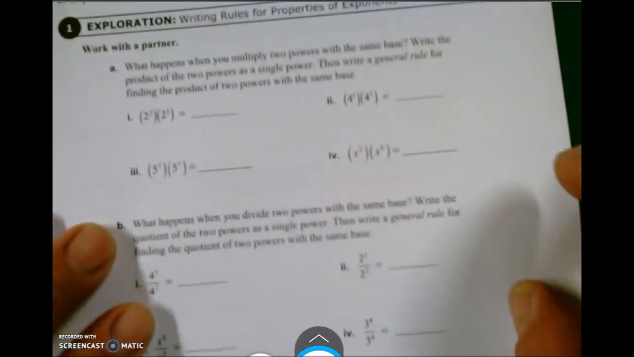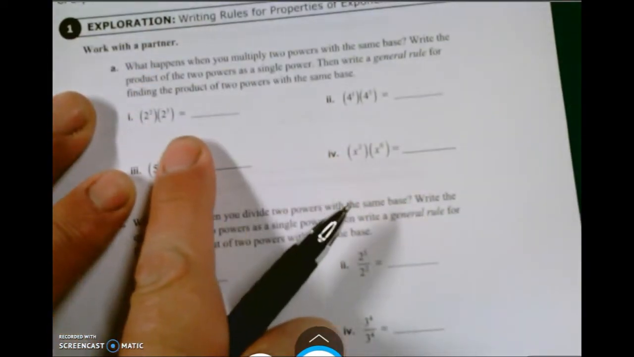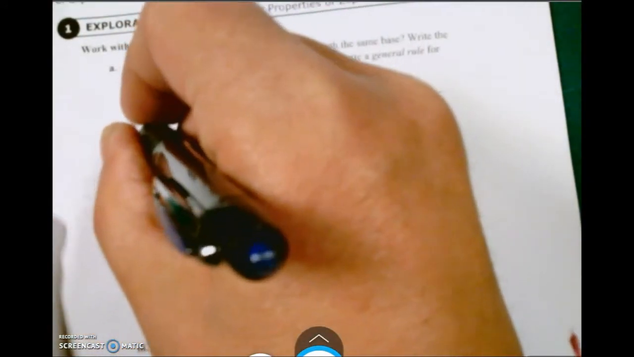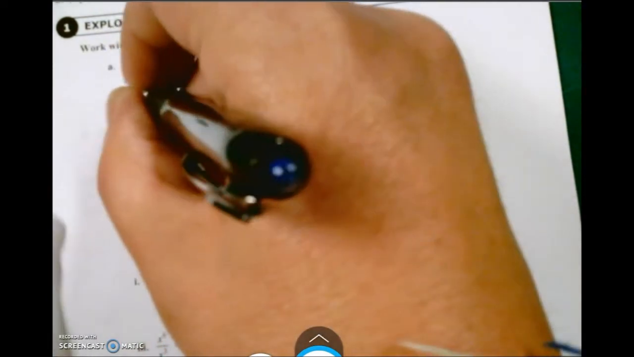Okay, so there's a couple different examples here. Now, this first one's a little bit hard to see, but it's 2 to the second times 2 to the third. Now, you could change this to 4, because 2 times 2 is 4, and 2 to the third is 2 times 2 times 2, so that's actually 8. It is not 6. This is 8. So this could be written as 32.